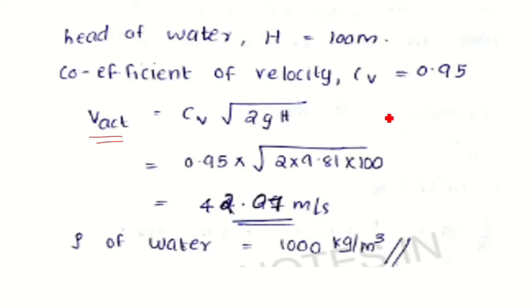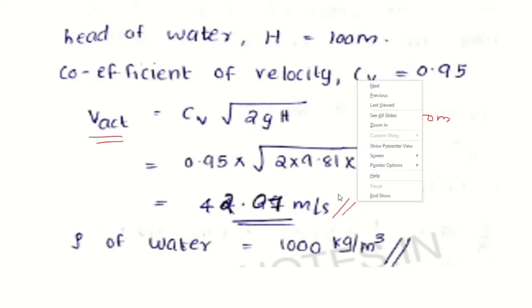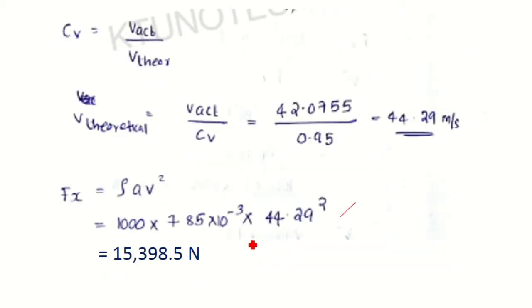So H will be 100 meter, head of water 100 meter. From this equation we will get the actual velocity with which the jet is flowing. But we need to find the theoretical velocity for substituting in this equation, rho a v square, which is the force exerted. Rho a v square is the force exerted by the jet.